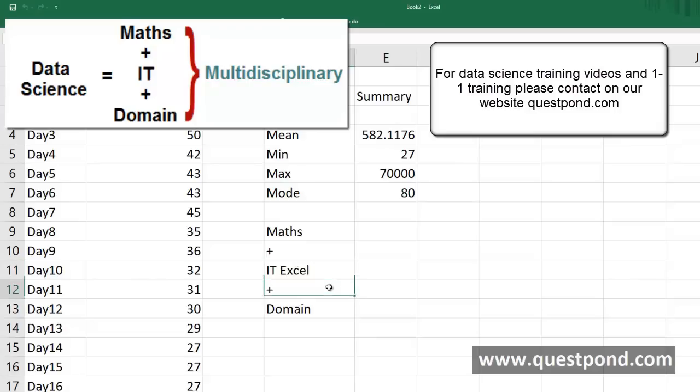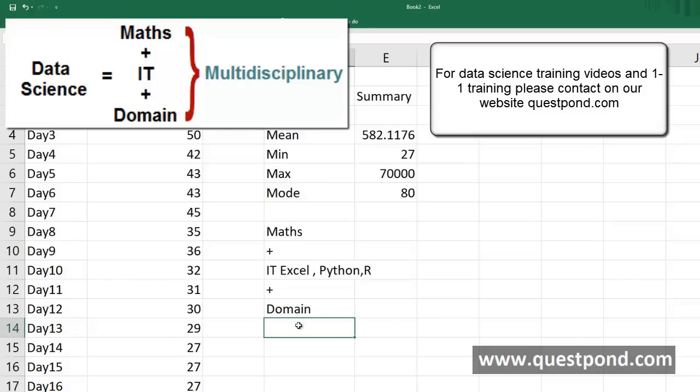So in other words, I used three things. I used maths, I used IT. Let us not just say Excel, because tomorrow it is possible we're going to use Python or R. So in general, I used IT, I used maths, and I used domain knowledge to arrive at this summary information. And that is exactly what data science is.